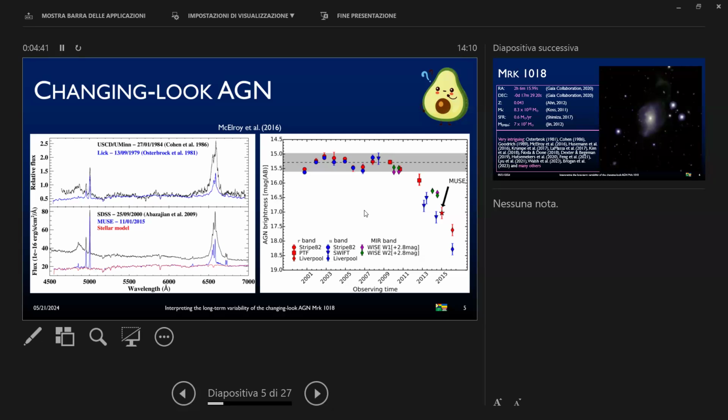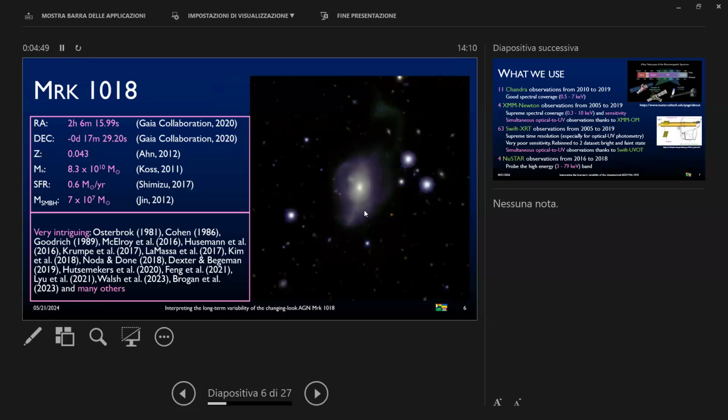And so people don't understand why the Changing-Look AGN exists in the first place. And Markarian 1080 is, I think, the most representative object of this class of AGN because it possesses this transition. It has shown this transition happening twice during its lifetime, and has been studied in detail because it's quite nearby. The redshift is basically 0.